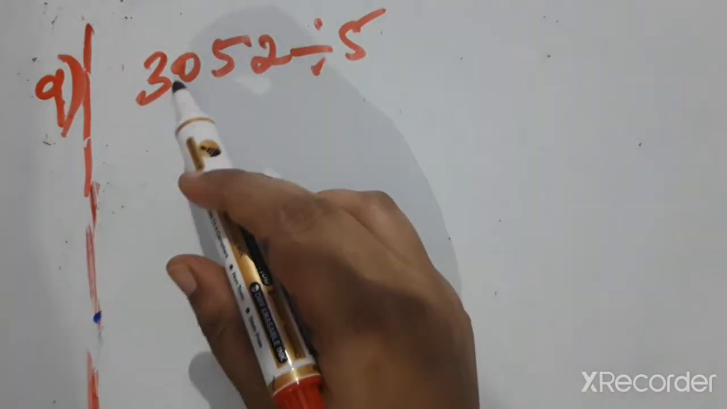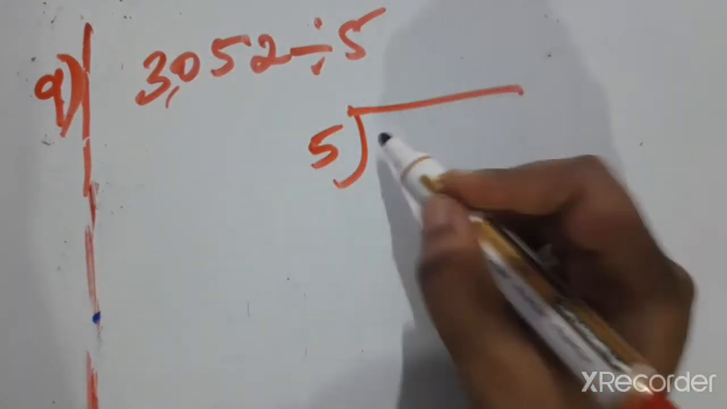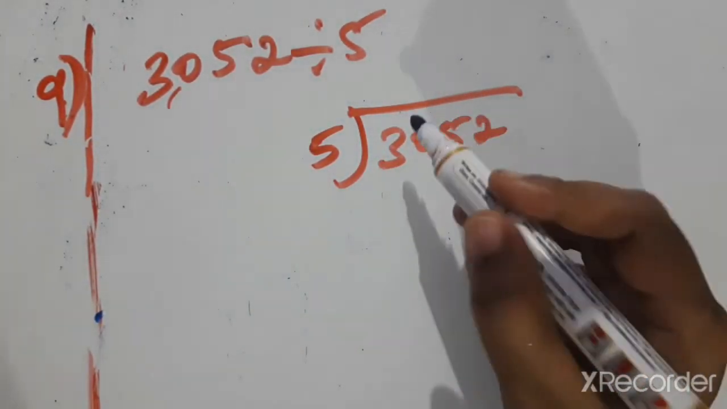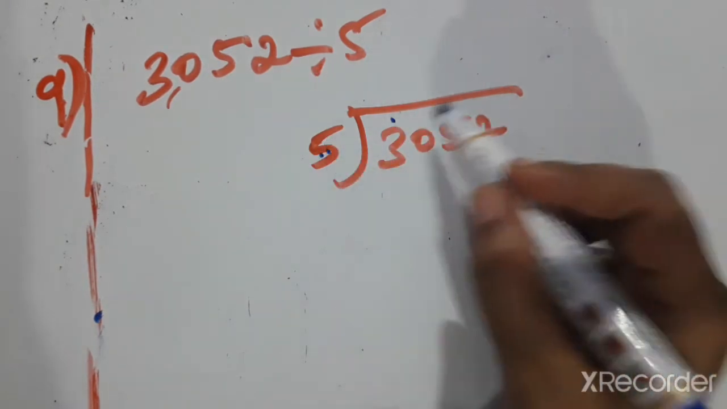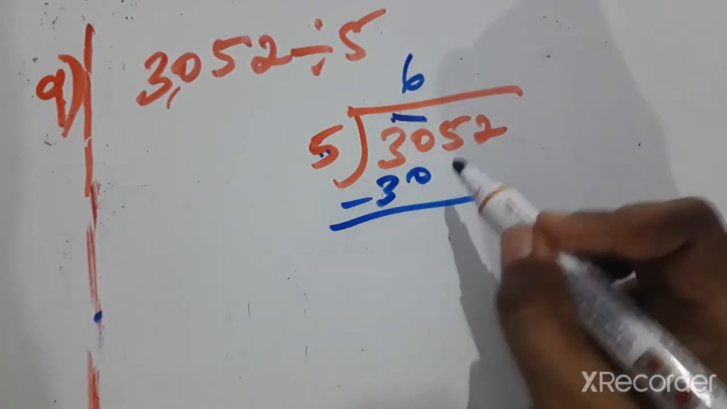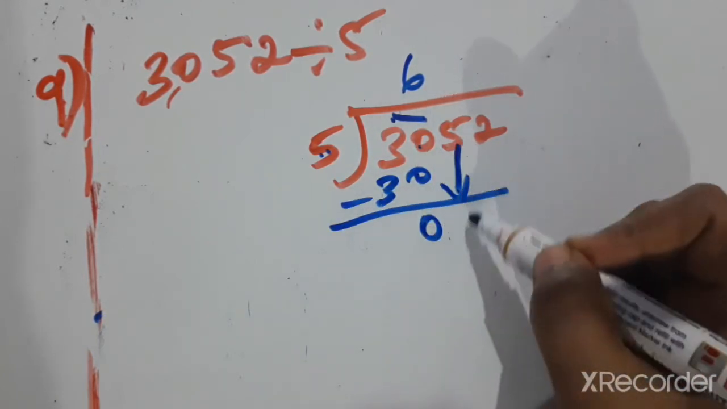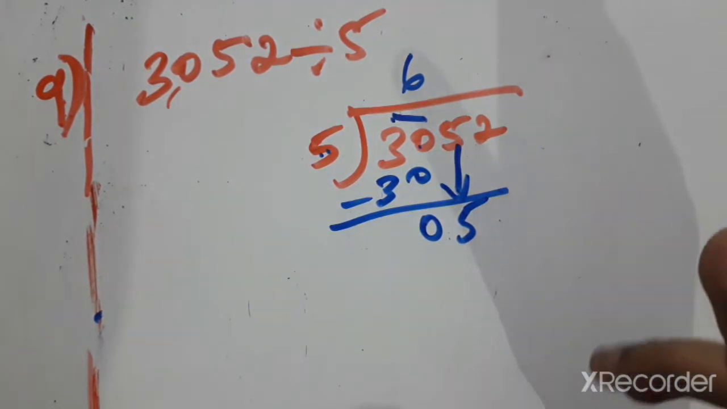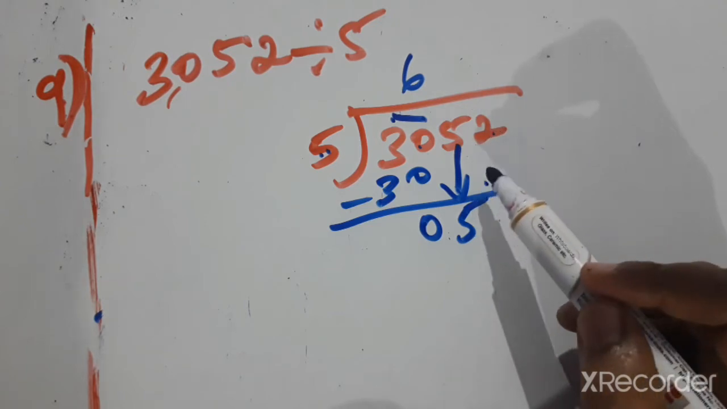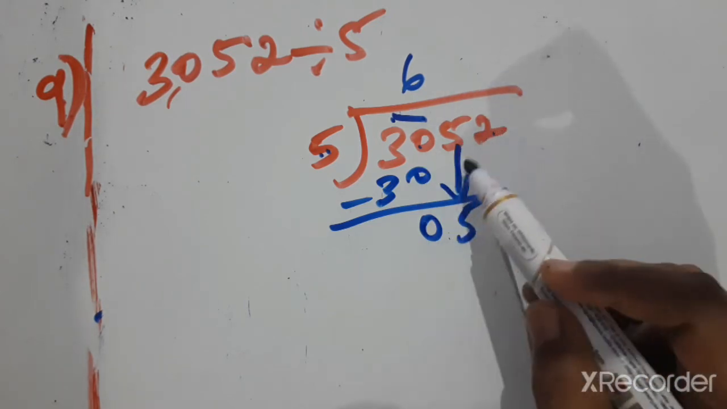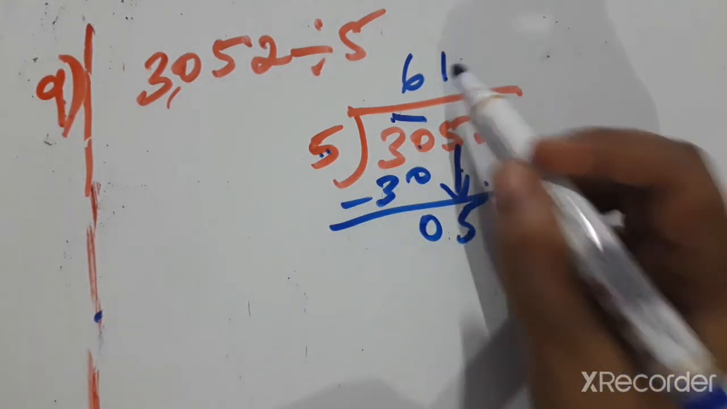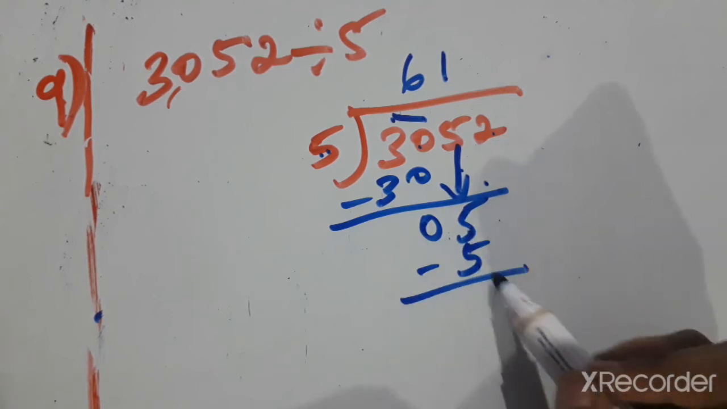Ninth one, 3052 divided by 5. Whether we can consider 3? No, because it is less than this number. So take 2 digits. 5 how much is 30? 5 6s are 30. We are getting an exact number. 30 minus 30 is 0. Bring one number down, that is 5. In each step, you have to bring only one number down. We can bring them together and try the sum, but for the safer side, bring only one number down. 5 how much is 5? 5 1s are 5. 5 minus 5 is 0.